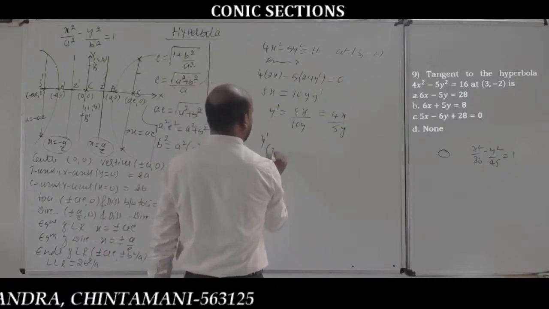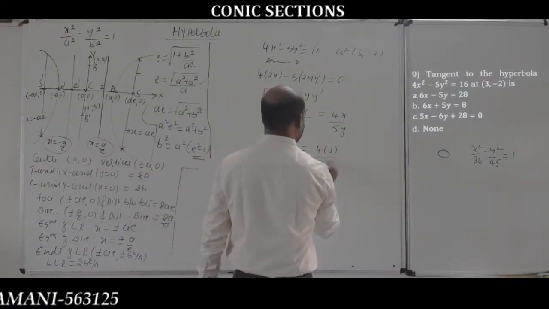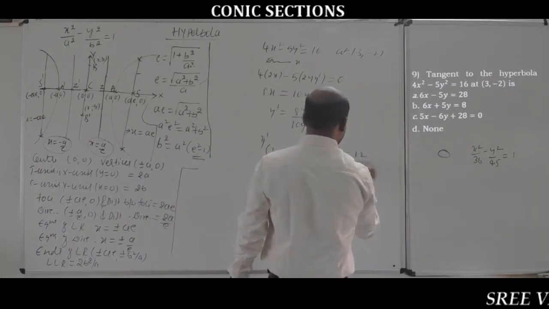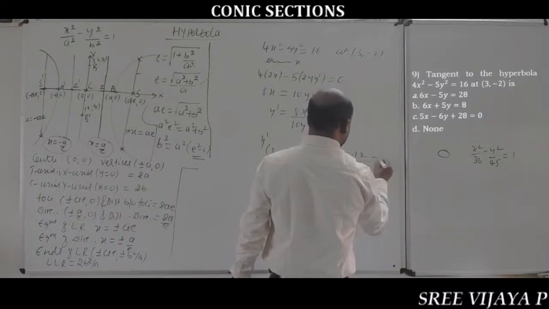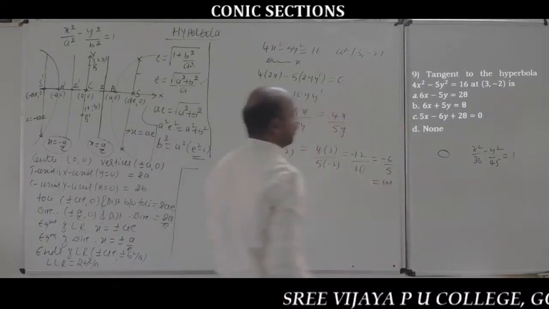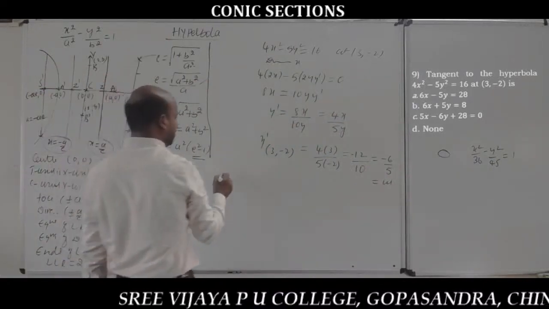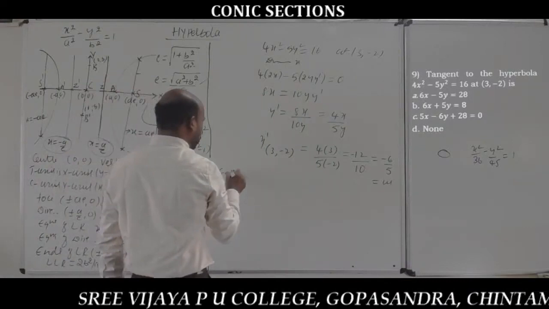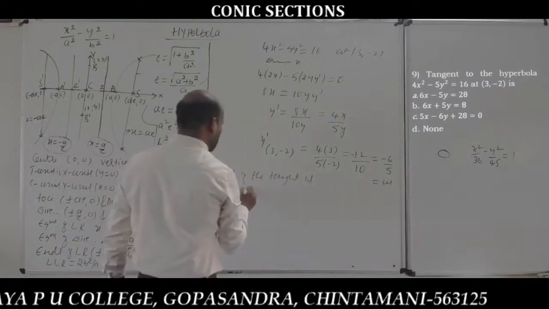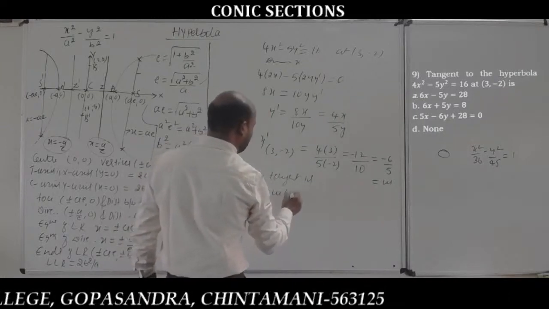y dash at the point 3 comma minus 2: 4 into 3 over 5 into minus 2. Okay. This is 12 by minus 10, which is equal to minus 6 by 5. This is nothing but the slope of the tangent. Equation of the tangent is y minus y1 is equal to m into x minus x1.